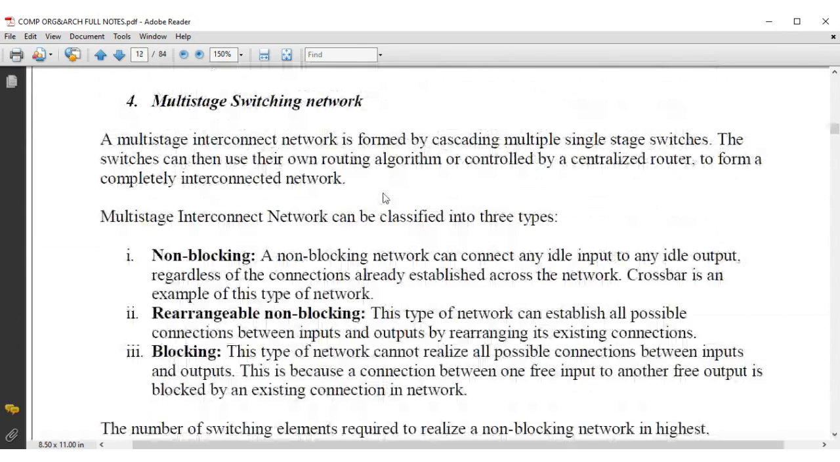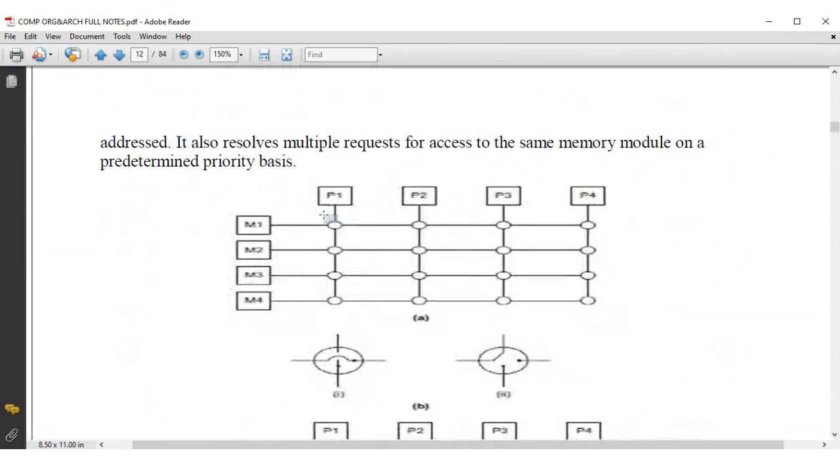Ukiangalia hapa inaweza fika hapa ni kuwe held kwa port. Kwa nini? Kwa sababu already kuna signal inapita hapo.